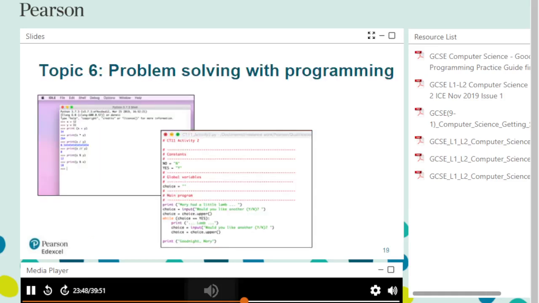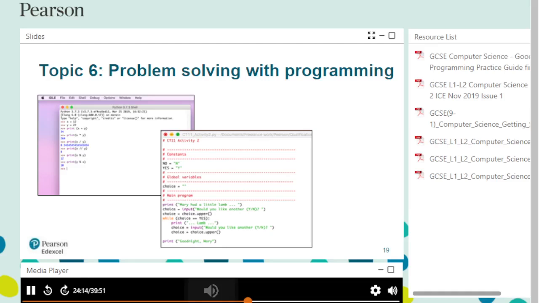Now let's go back to the subject content and look at topic 6. Learning to program is a core component of any course in computer science. Students must be competent at designing, reading, writing, debugging, and refining programs. This topic specifies what skills they must have developed and practiced, and what programming constructs they must be able to use.